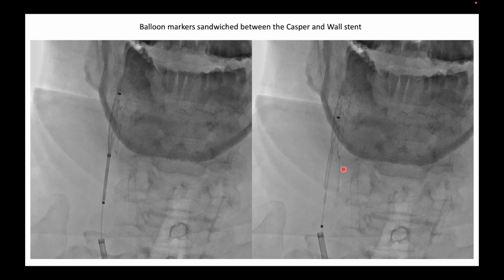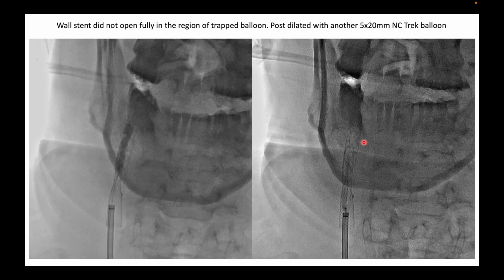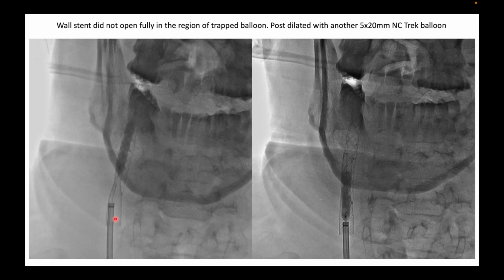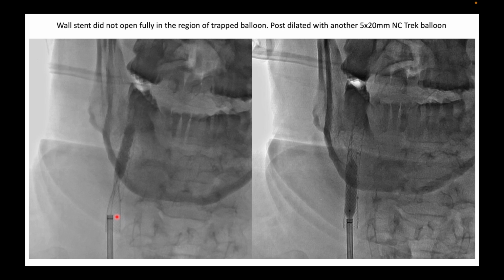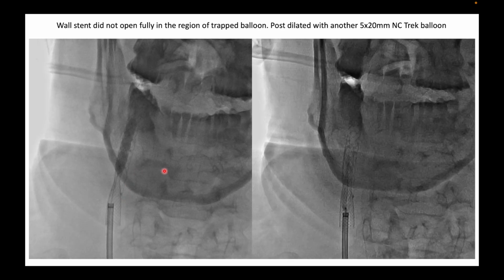But it did not expand very well. Where the balloon was present, the Wallstent did not expand well. So we brought another 5 by 20 millimeter NC Trek balloon through the Fubuki sheath and post-dilated this stent.